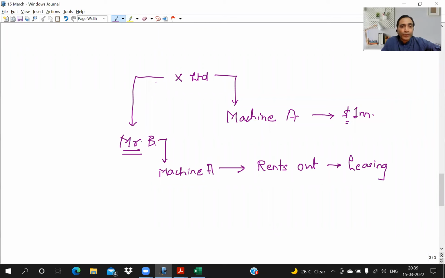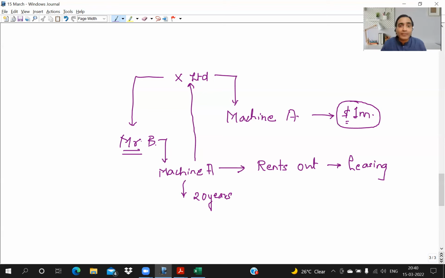So X Limited approaches Mr. B and leases this machine A. X Limited brings this machine, agrees to pay regular lease rentals to Mr. B, and that machine is put to use. Price is 1 million. Okay. Now, naturally, X Limited will not pay 1 million to Mr. B because it has not purchased it. It has simply rented it. And X Limited is going to pay some amount to Mr. B every month as lease rentals. Let us say the life of this machine is 20 years, and X Limited has rented this machine for 20 years. That means the entire life of this asset will be spent in X Limited.